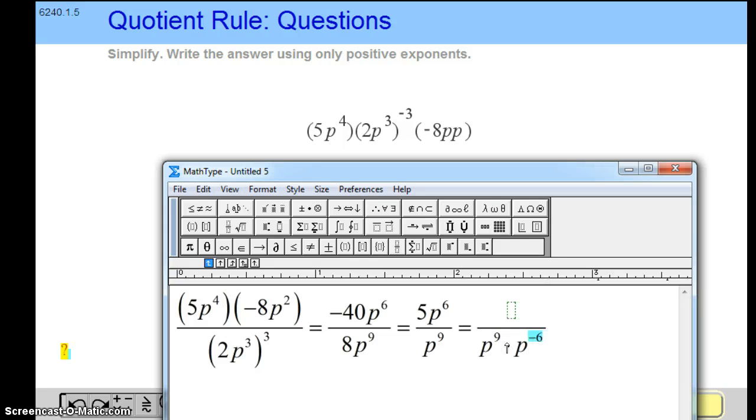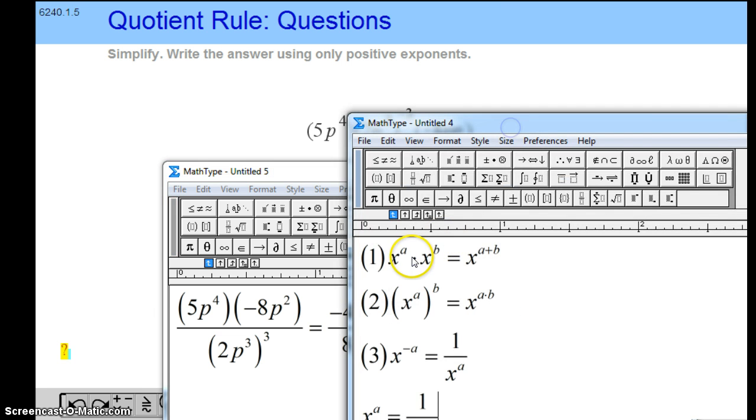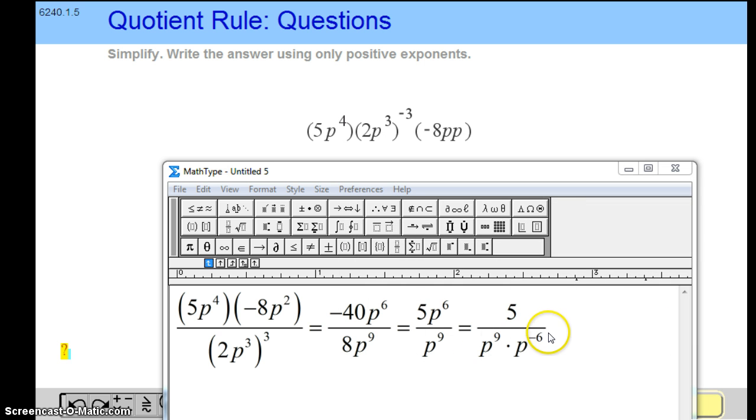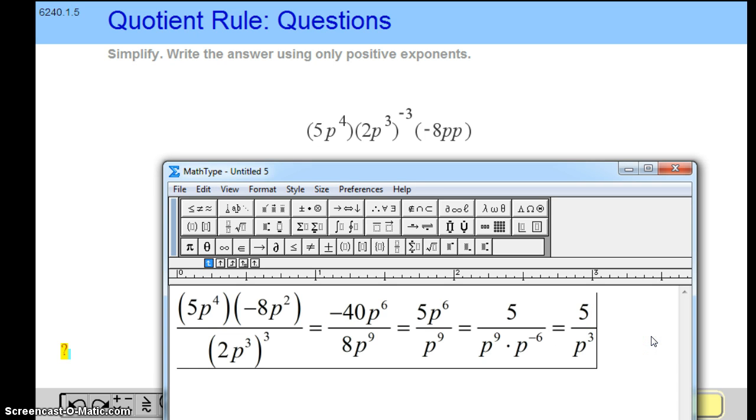So we just put this on the bottom and change it to minus 6, and we have a 5 on top. Again, we're going to refer to rule 1. A times b is a plus b, except there's a negative here, so it's going to be a minus b. So 9 minus 6 equals 5 over p to the 9 minus 6, which is 3. So this should be our final answer. Just do one step at a time. Make sure you're following the rules, and you should be able to get this out.